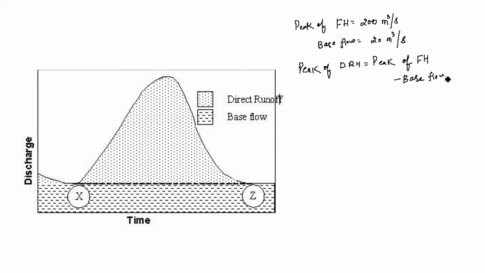as you can see in this figure also. This is the peak of flood hydrograph, and this is the base flow. If we subtract the base flow from the peak of flood hydrograph, then we will get the peak of this direct runoff graph. This is called peak of direct runoff graph, DRH. So the peak of flood hydrograph is given as 200 meter cube per second and base flow is given as 20 meter cube per second. So the peak of DRH will be 180 meter cube per second.